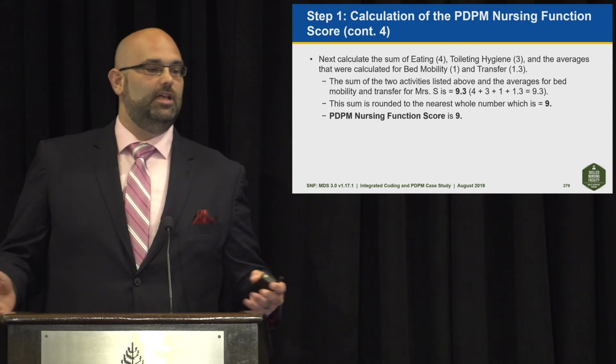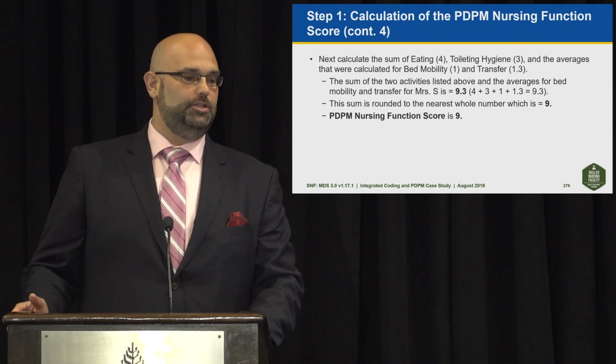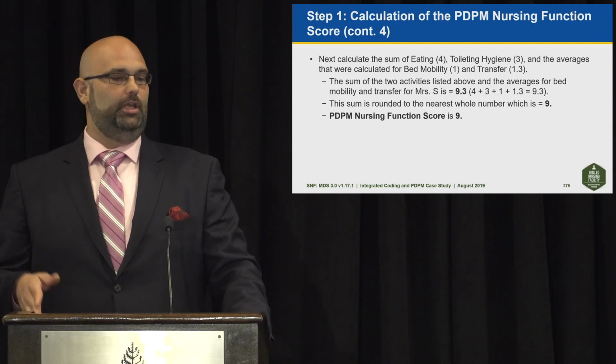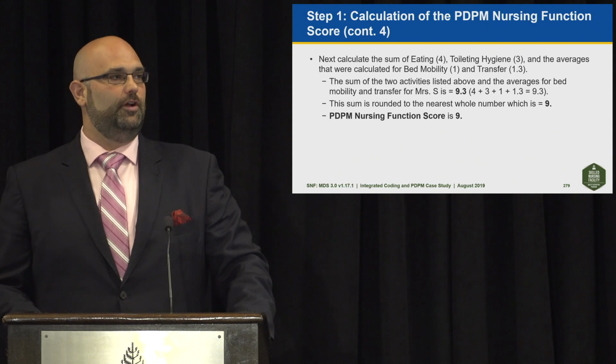You now calculate the sum of adding those averages that we just calculated back to the eating and toileting hygiene, which were 4 and 3. You get a total score of 9.3, then round that off to the nearest whole number, which is 9, and their PDPM nursing function score is a 9.